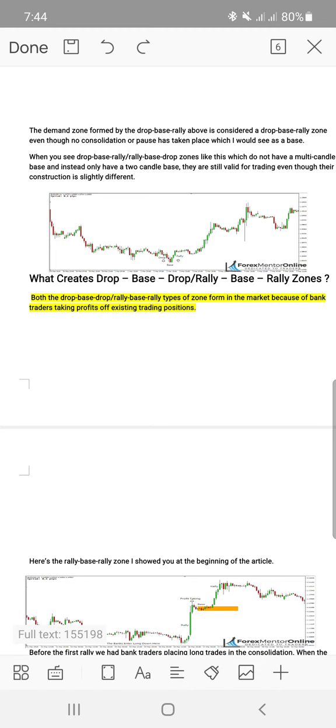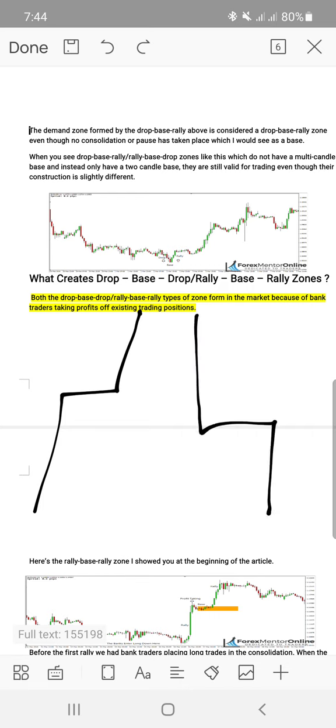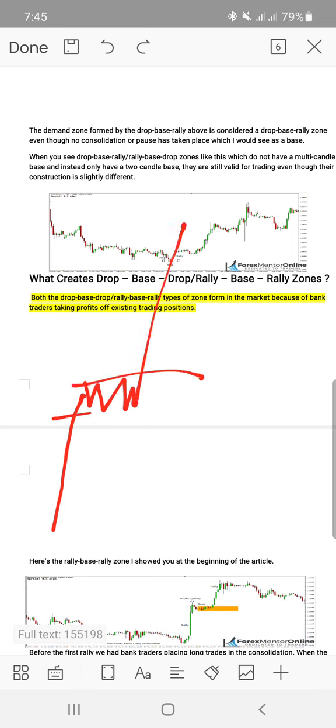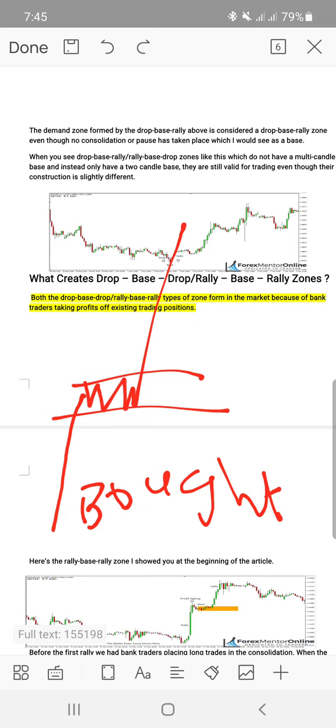Now, this is a diagram for rally base rally, then drop base drop, right? When you say they're taking profit, it means the market was, they made the market buy, right? They make the market buy. Then this consolidation, which is the base before the further rally, means that this is where they bought, and when they bought, the market rallied.